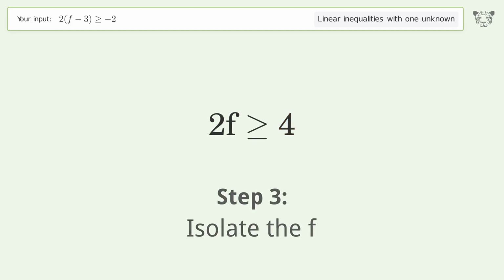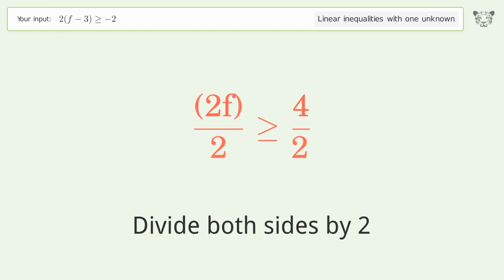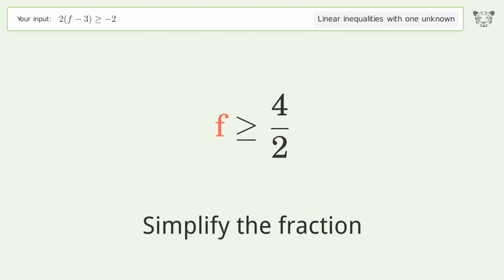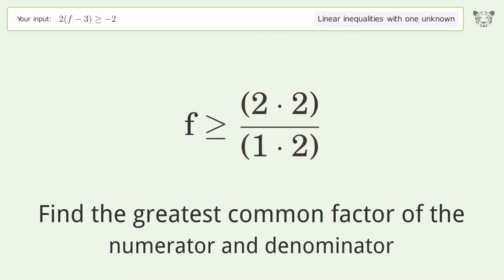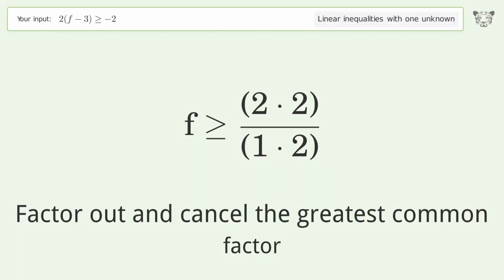Isolate the f. Divide both sides by 2. Simplify the fraction. Find the greatest common factor of the numerator and denominator. Factor out and cancel the greatest common factor.